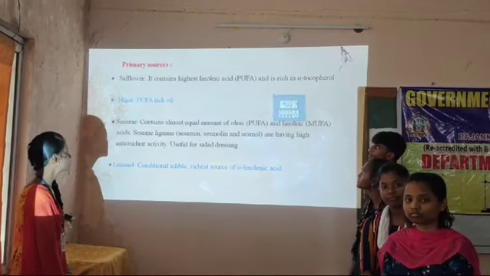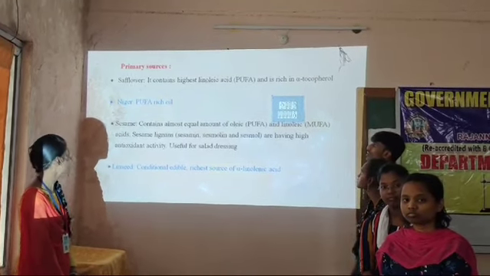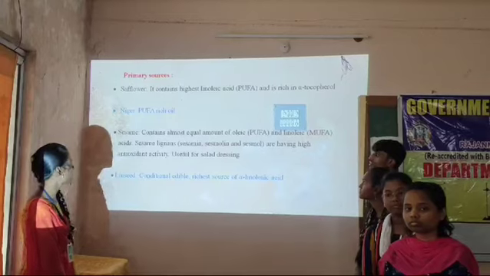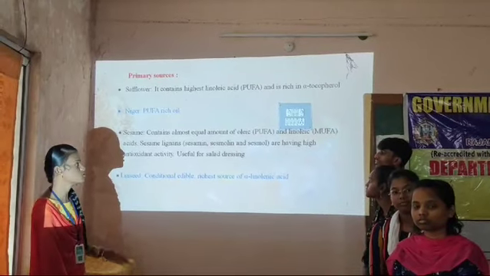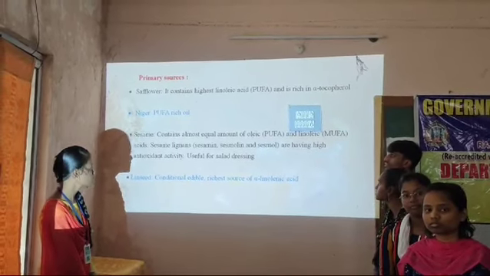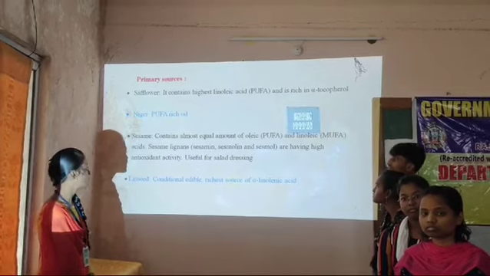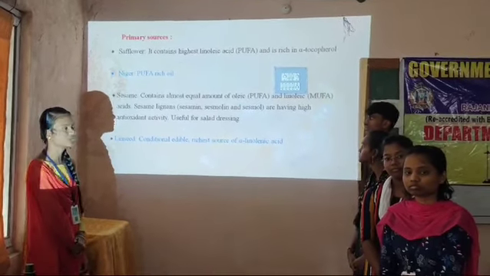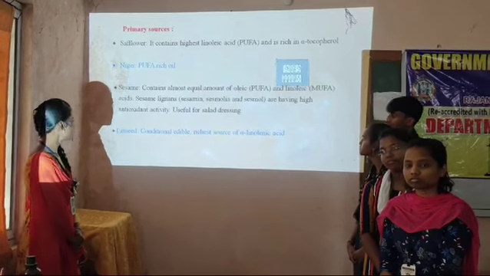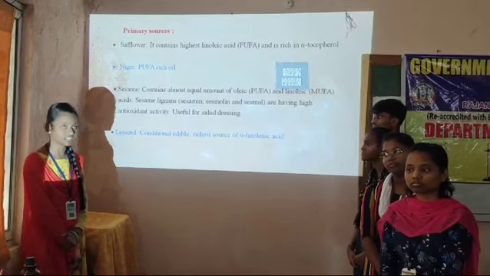Sunflower contains the highest linoleic acid and is rich in alpha tocopherols. Niger is a polyunsaturated fatty acid rich oil. Sesame contains almost equal amounts of oleic and linoleic acids. Sesame lignans have high antioxidant activity, and the oil is useful for salad dressing. Linseed, conditionally edible, is the richest source of alpha linolenic acid.